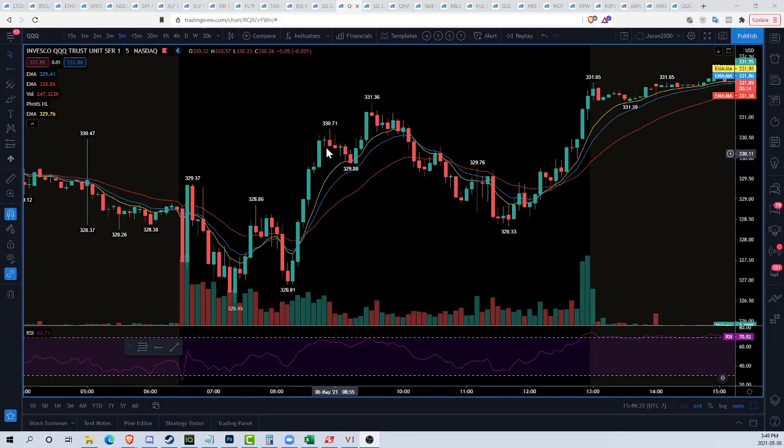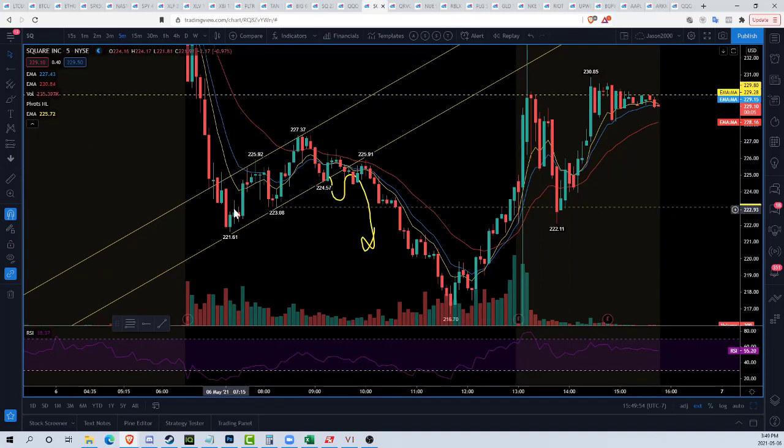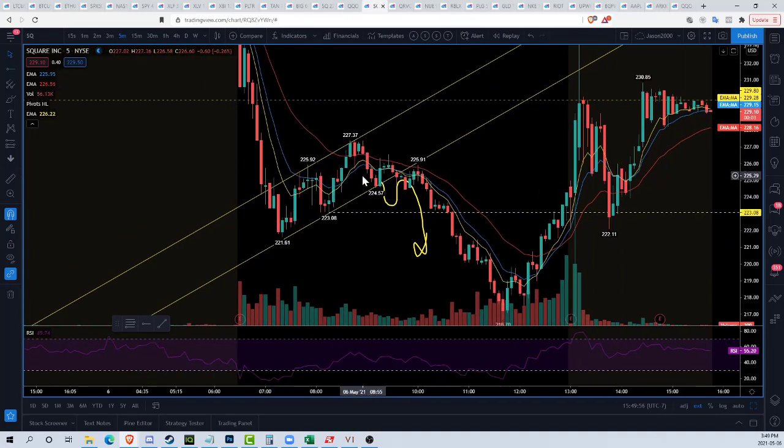So that flag worked out really, really well. We got our nice tight formation, we got our expansion, and we hit a high of 331.36. So the reason that we are focusing on this flag is, one, it was a nice example of doing a quick construction of a flag, about what to look for. But more importantly, it really plays into the next flag that we're going to talk about, the one that formed on SQ here, and we can see it marked up on the 5-minute time frame.